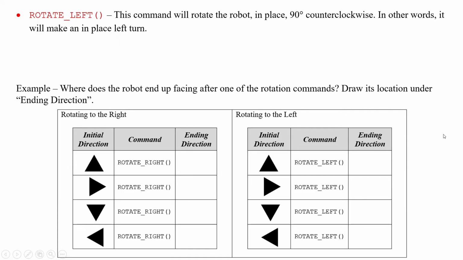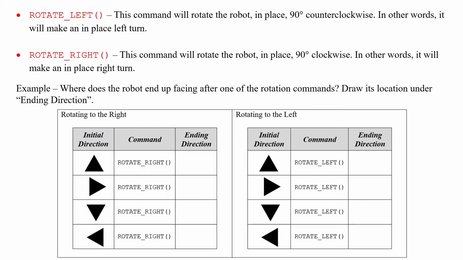The next two commands are the rotate commands. So the first one is rotate left. This command will rotate the robot in place 90 degrees counterclockwise because you're moving it to the left. Okay? An in-place left turn. And then rotate right is the other direction. It rotates the robot in place 90 degrees clockwise, and it makes an in-place right turn. So these examples draw the location and ending direction. So when this robot is on the grid and in a square, rotate left and rotate right just rotate it. It does not move squares at all.